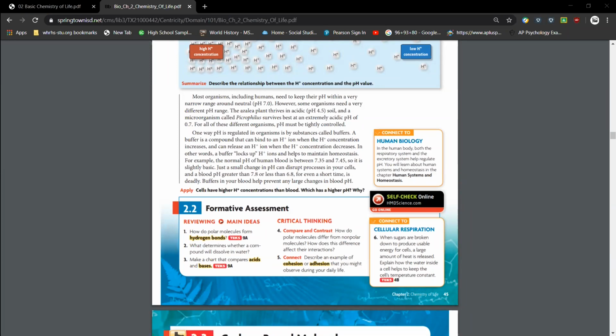Yeah, we're on question 5. Describe an example of cohesion or adhesion that you might observe in your daily life.